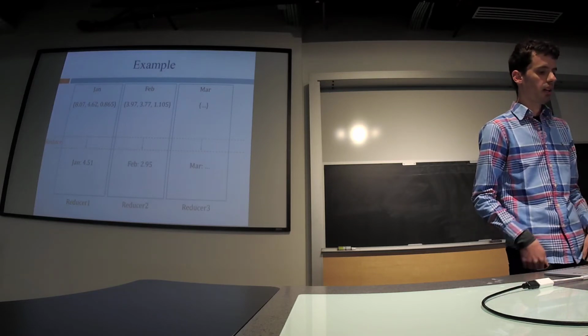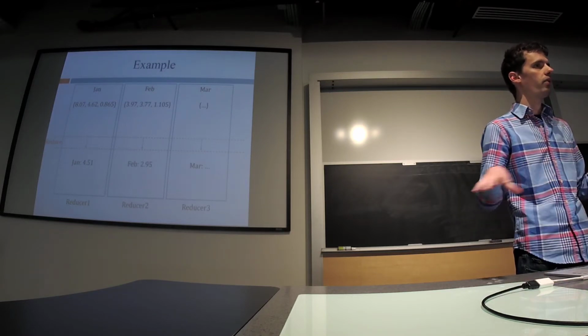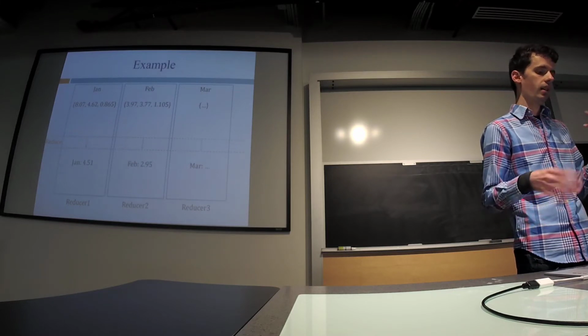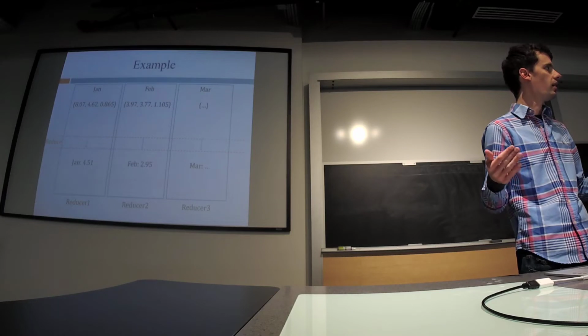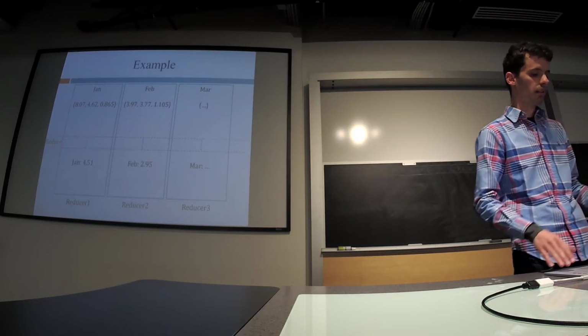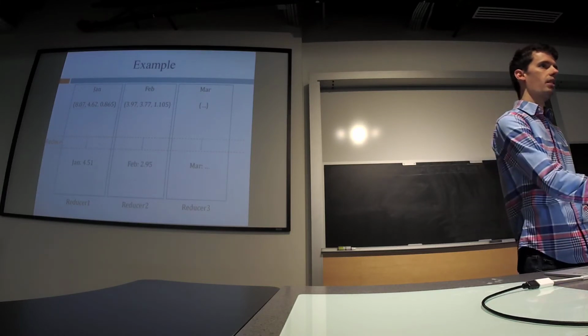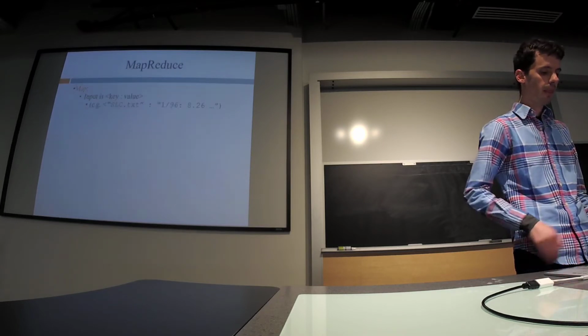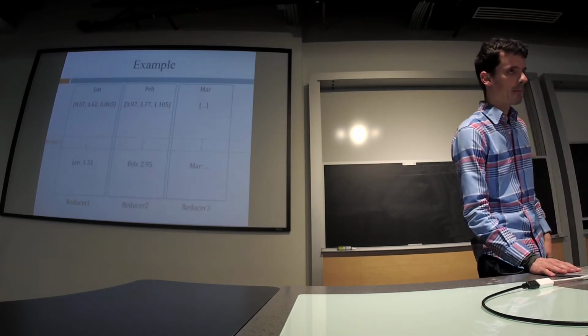So now we only have 12 reducers, 1 for each month. Each reducer gets a giant list of averages corresponding to its own month, and it applies some function, which again is just an average. Okay.